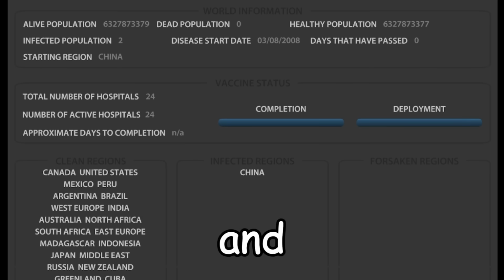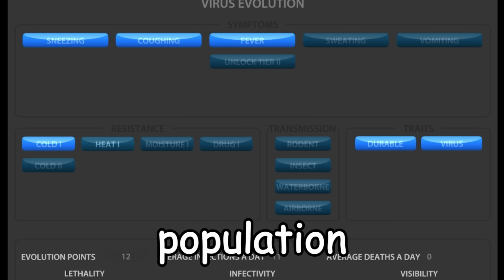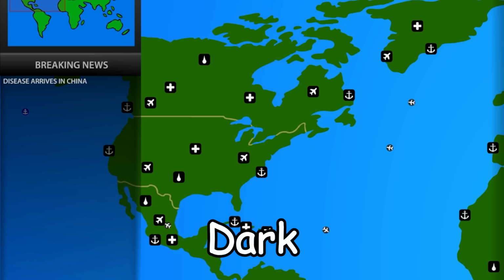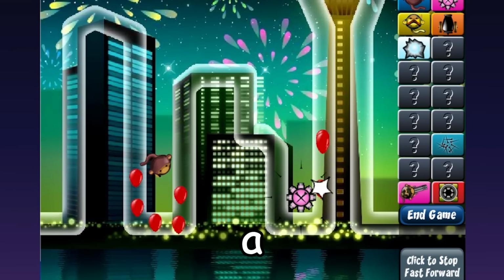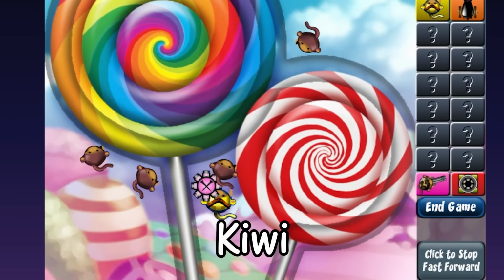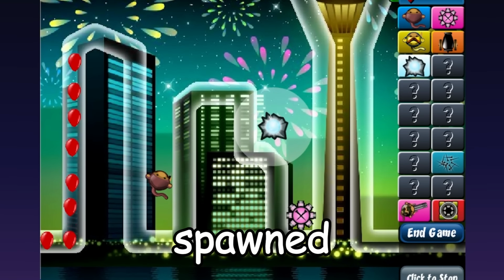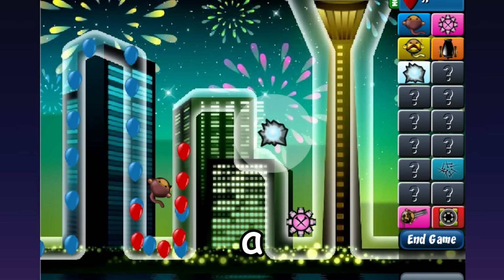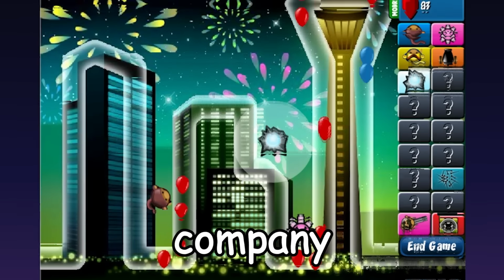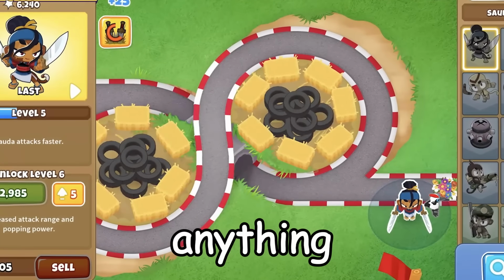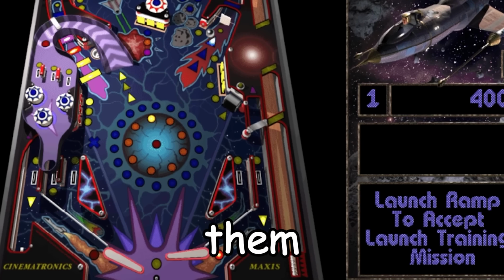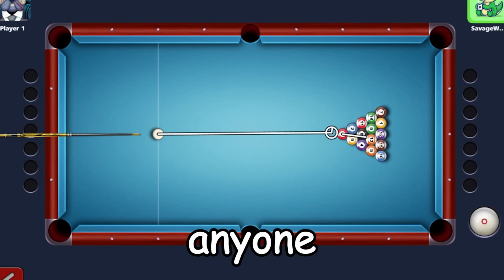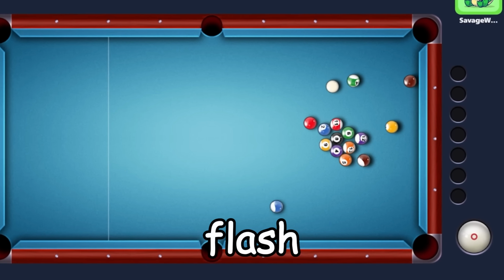Pandemic, where you design and spread a disease to wipe out the human population, was one person working under the name Dark Realm Studios. Balloons, a balloon-popping game from two developers at a small New Zealand studio called Ninja Kiwi, started as a small experiment and spawned a franchise that eventually became a multi-million-dollar mobile gaming company. These people had no idea they were building anything that would last. They were making games in a tool that was easy to learn and publishing them to sites that would show them to anyone.